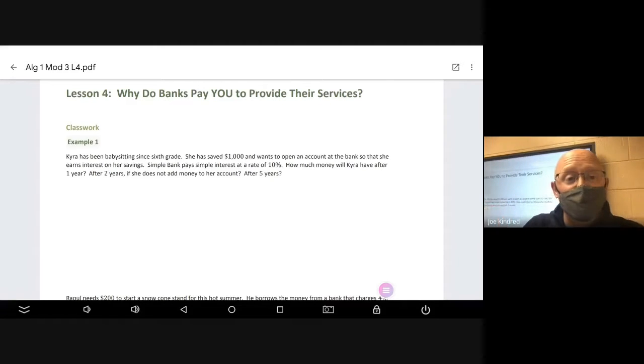The first thing is in the beginning part of Lesson 4, it gives you an assignment that we're going to do together in class. And it reads: Kyra has been babysitting since sixth grade. She saved $1,000 and wants to open an account at the bank so that she can earn interest on her savings. Simple Bank pays simple interest at a rate of 10%. How much money will Kyra have after 1 year and then after two? And then follow up if she does not add any money to her account after 5 years.